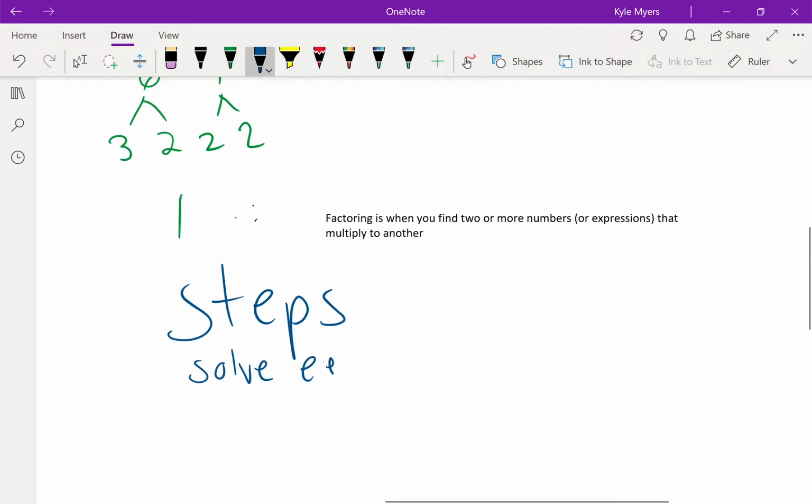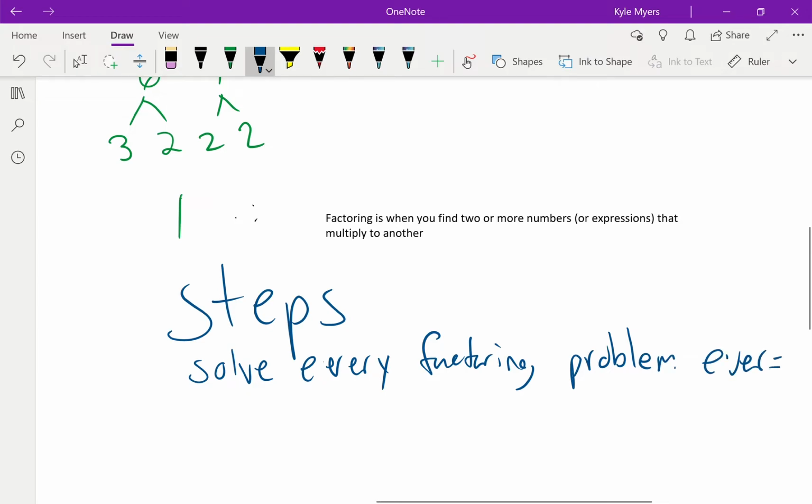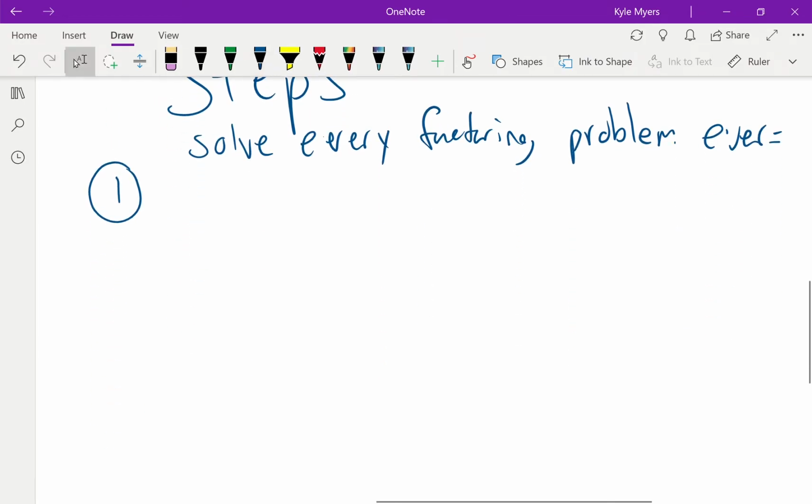Solve every, sorry, that's a little sloppy, factoring problem. Solve every factoring problem ever. Here we go. So, step 1. And you're going to notice, spoiler alert, there's only 2 steps, because the second step is the more involved one. The first step is sort of like a precursor.